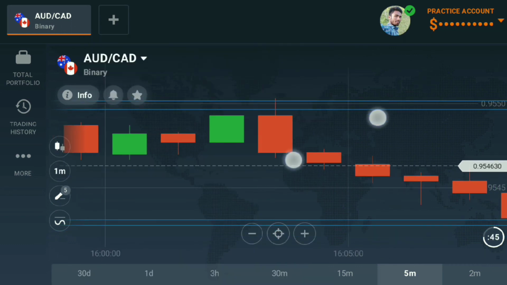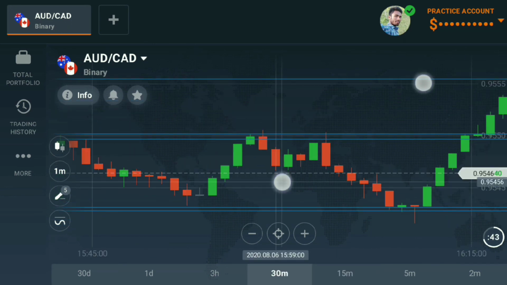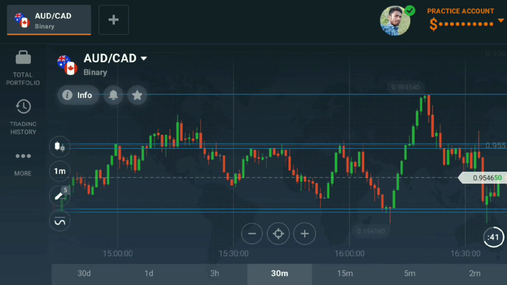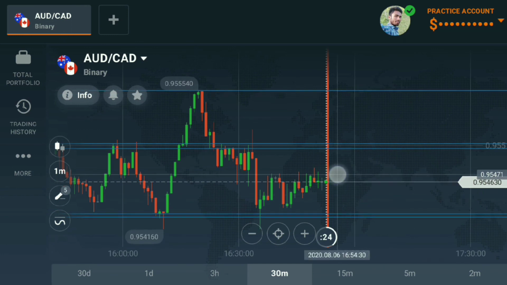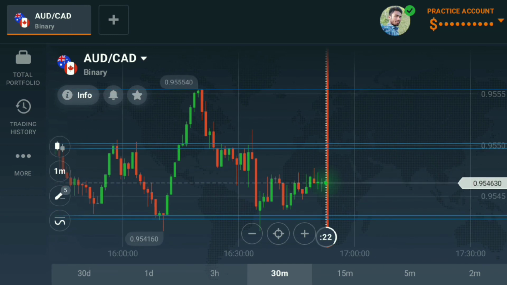So this is about how you can trade on SNR, but always remember you have to follow these 3 rules. Always draw a strong SNR level, always trade in the direction of the trend, and always take a 5-second confirmation for a better result. So this is about today's video.